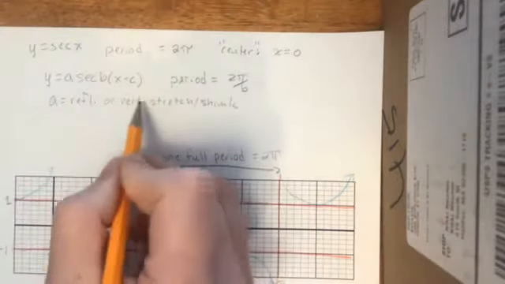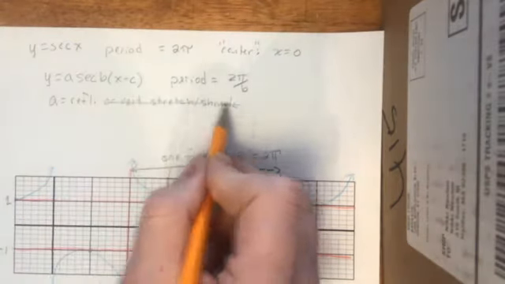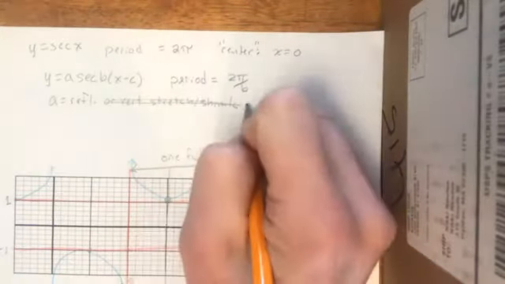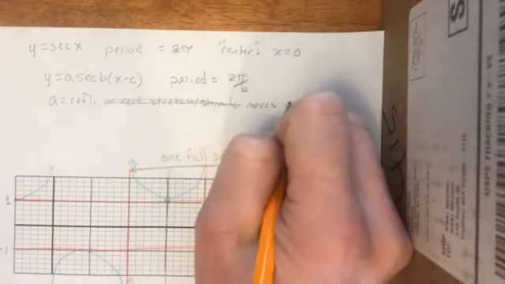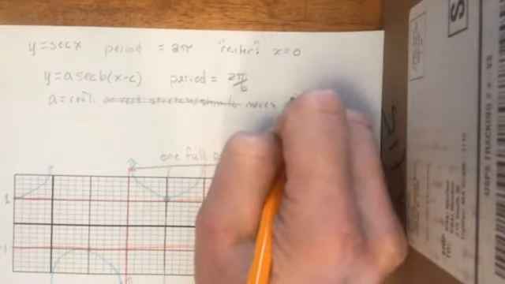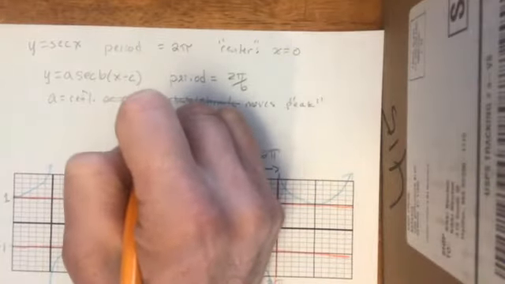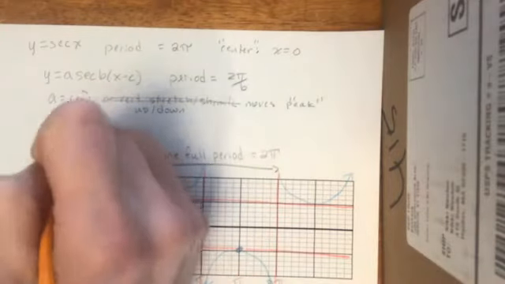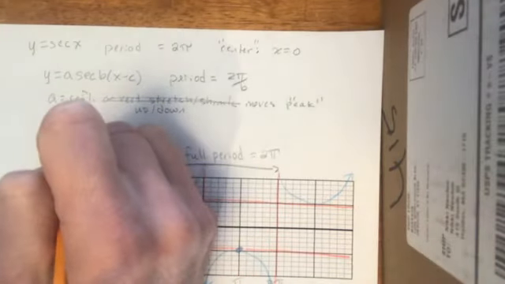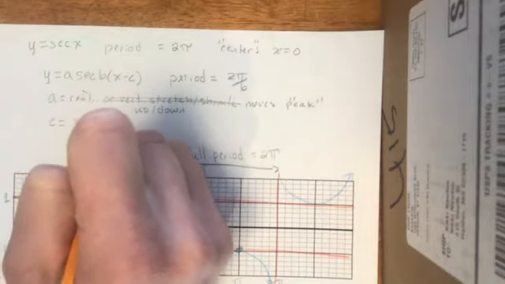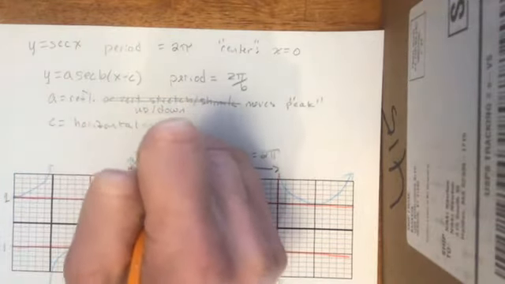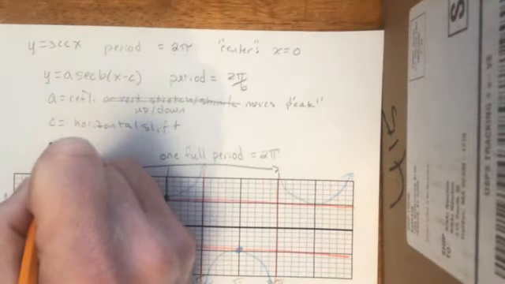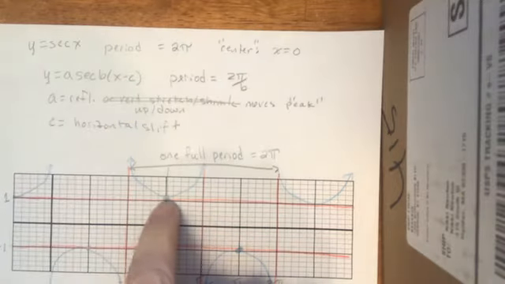For A, it could be a reflection if it's negative, or a vertical stretch or shrink. Nope, I take that back. Sorry, I was thinking of tangent. It could be a reflection, or it actually moves this peak, which is not a math word really, up or down. Okay, I'll show you when we do this. C, like always, is a horizontal shift.